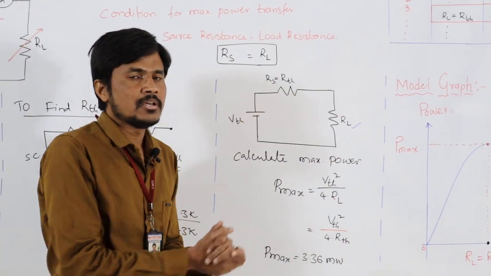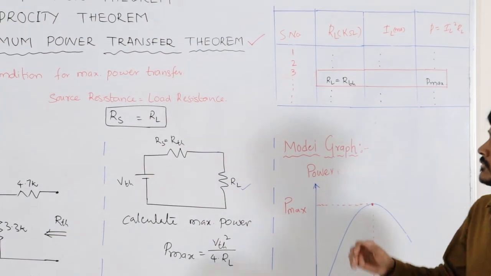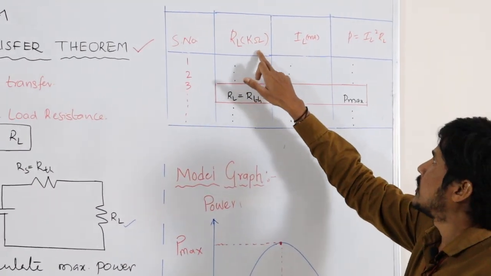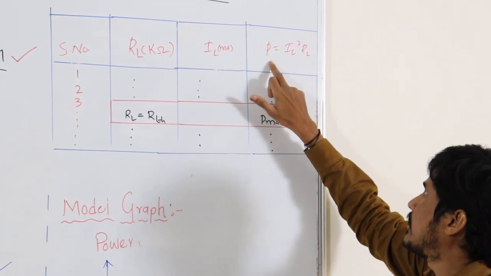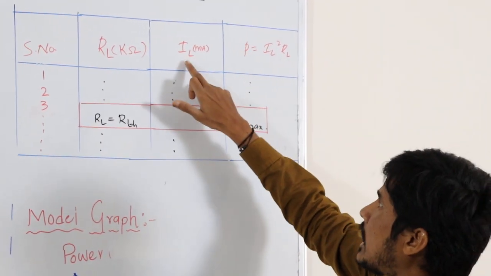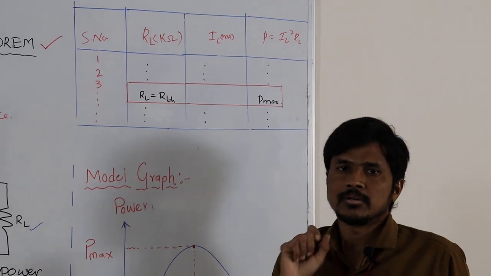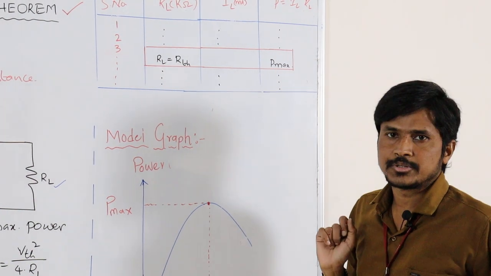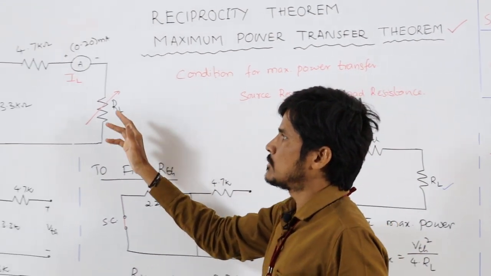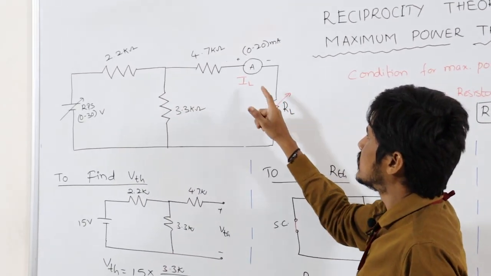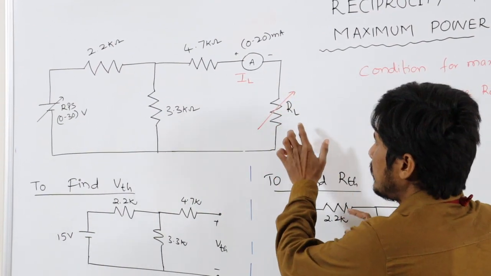Now, coming to the tabular column of this theorem: serial number, RL in kilo ohms, IL in milliamperes, and power as IL square into RL. Here IL is measured and RL you already know. So, IL square into RL gives the power in the circuit. Now, just see the circuit, this is the main circuit. In this main circuit, by using this ammeter, you find the load current by varying this load resistance.